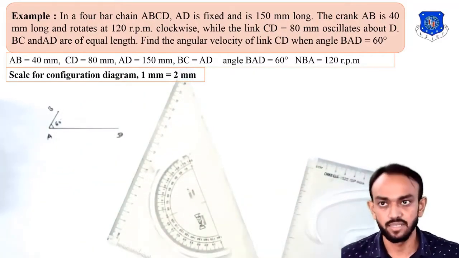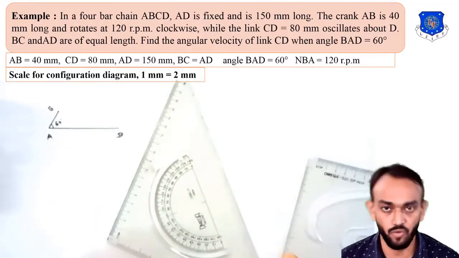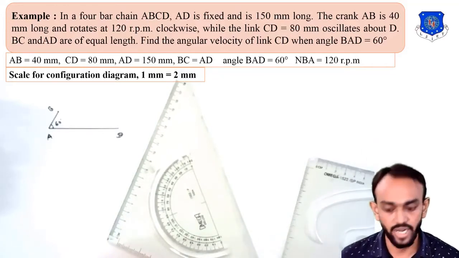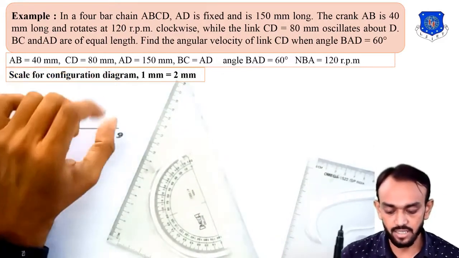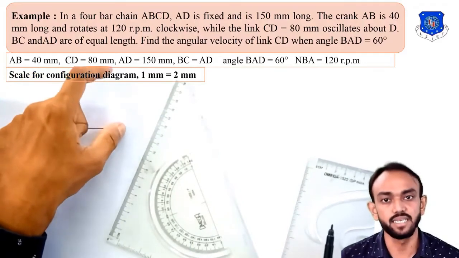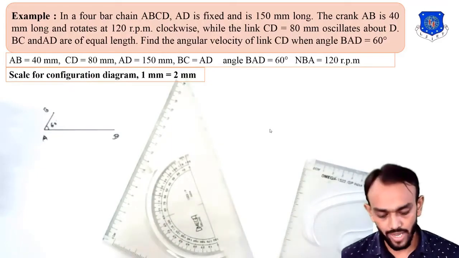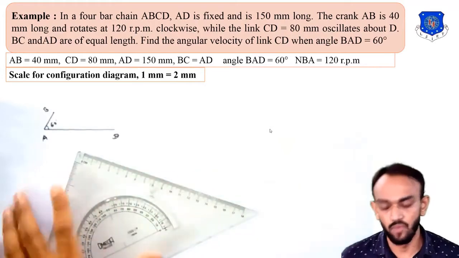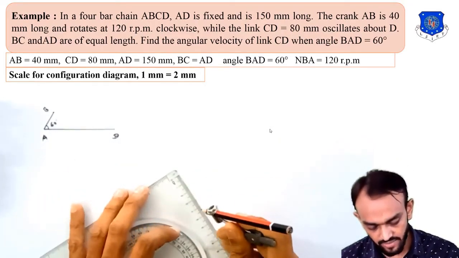Okay, now CD length is given 80 mm. So in our drawing it will be 40 mm, and the other dimension BC is equal to AD, means it will be 75. So how can you draw these B to C and C to D? Okay, but CD is given 80 mm. So how can you locate the C point? So as you know that distance from B to C is given 150. Okay, so I will take here dimension 75.